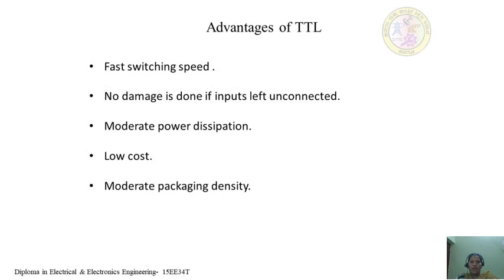Next, we'll move on to the advantages of a TTL. First advantage goes like this. It has a fast switching speed. Let me explain what this switching speed is. The switching speed is nothing but the change of state, output state from low to high or from high to low as soon as the input is supplied. So, which says that it is very fast. It operates in a very fast manner.